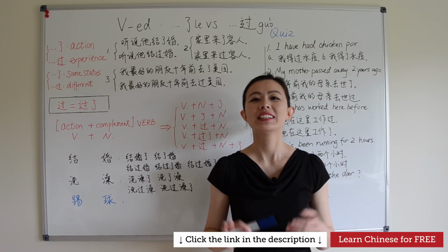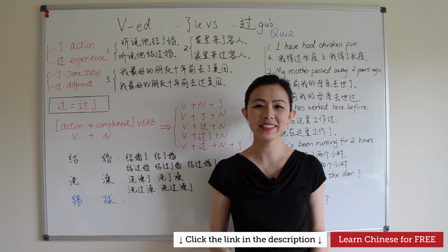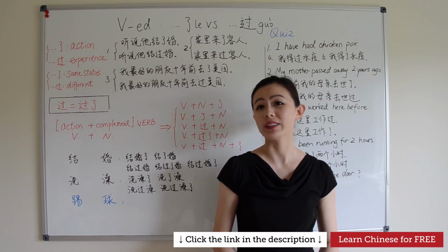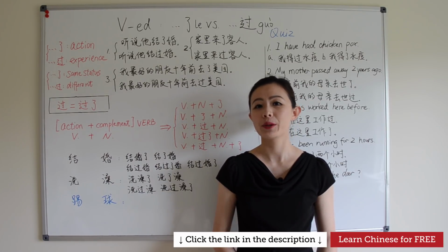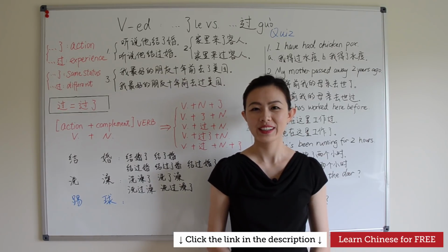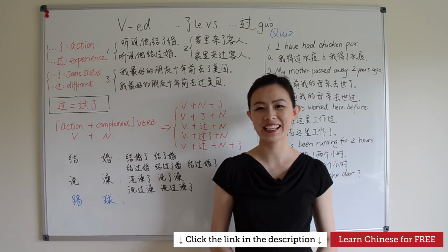For example, did you eat or have you eaten? In Chinese, you can say 你吃了吗 or 你吃过了吗? But how are these two words different from each other? Now let's all take a close look together.